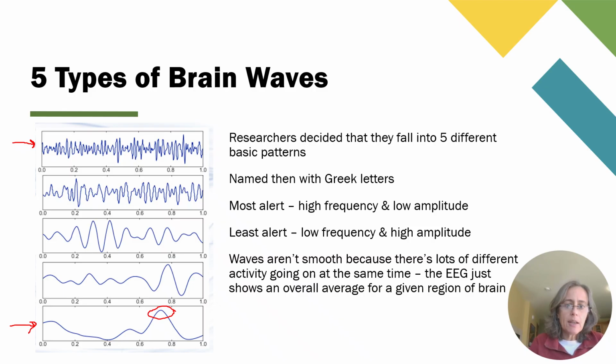Now notice that these waves aren't smooth, right? They're not perfect. They're not like what we see with a sound wave, for example. And that's because not all the neurons in any given region of the brain are all synchronized like this, right? Some of them are beating to their own drum. So it's not perfect. It just gives us this general idea of what most of the neurons in this area seem to be doing most of the time. It's just an overall average.